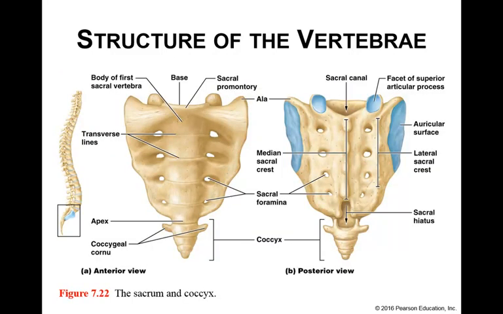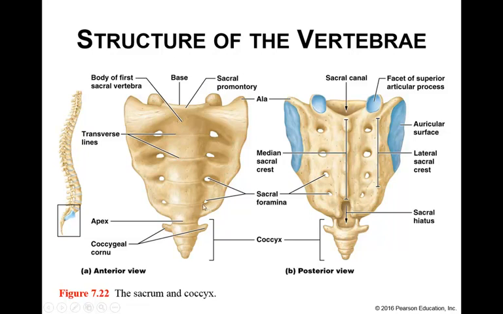Then that gets us to our sacrum, which is our 5 sacral bones fused together. And you can see this whole thing from here up is the sacrum. You have the base here. You have the apex down here. You have these transverse lines. That's where the fusing happened between these bones.